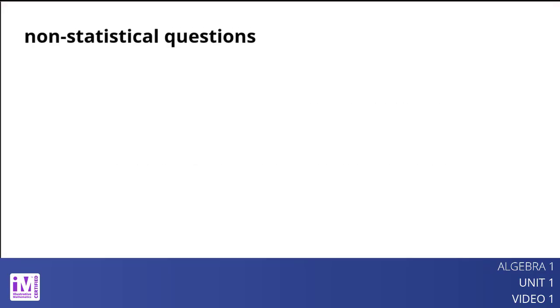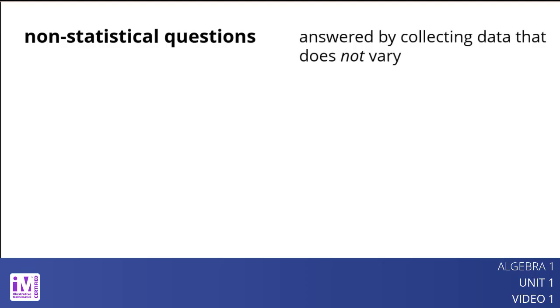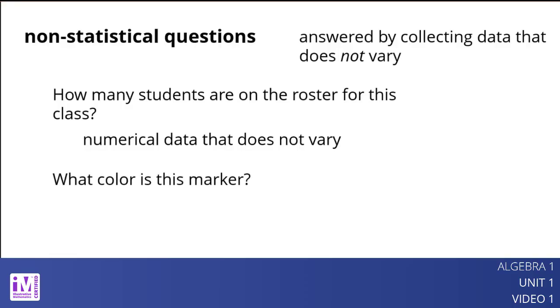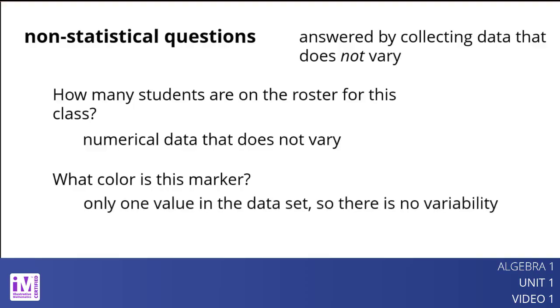These are examples of non-statistical questions because they are answered by collecting data that does not vary. How many students are on the roster for this class would produce numerical data that does not vary. There is only one value in the data set, so there is no variability. What color is this marker would produce categorical data that does not vary. There is only one value in the data set, so there is no variability.